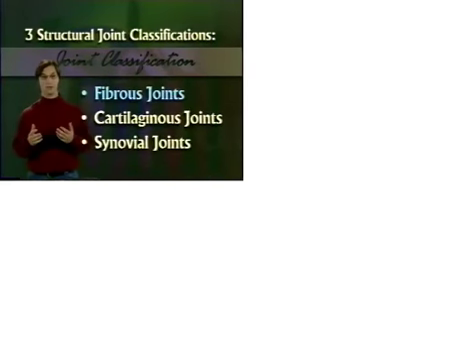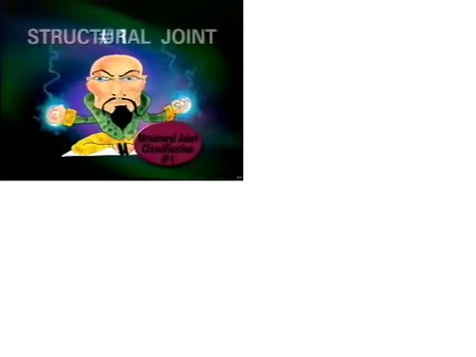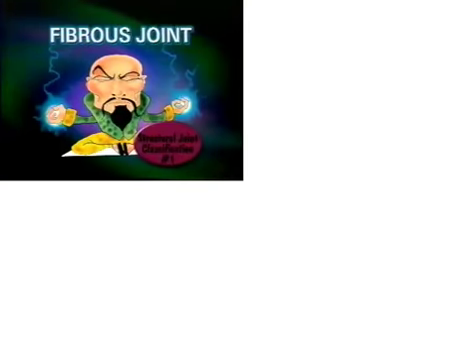In addition to all this, joints can also be classified by their structure. The 3 structural joint classifications are fibrous joints, cartilaginous joints, and synovial joints. The first structural joint we'll talk about is the fibrous joint.